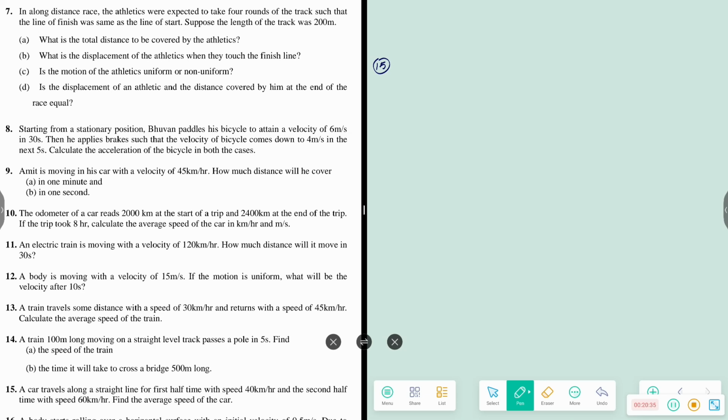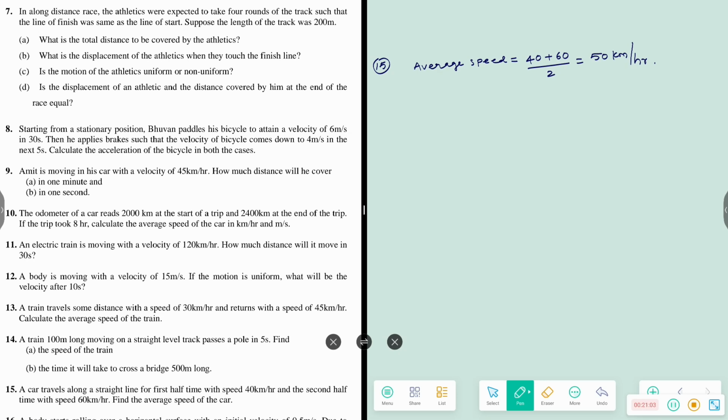Again same, average speed is equal to total speed. Total speed is 40 kilometers per hour plus 60 divided by 2. So what is the average speed now? 50 kilometers per hour. That's it. Hope you understood today's problems.